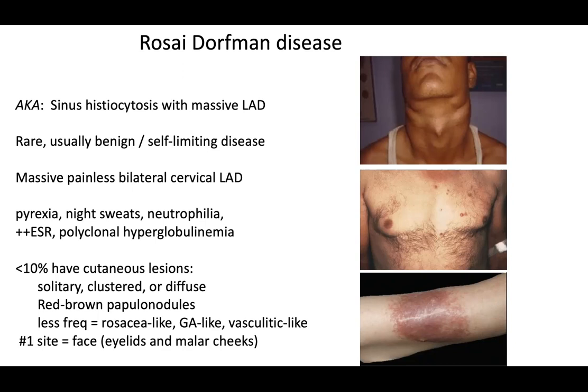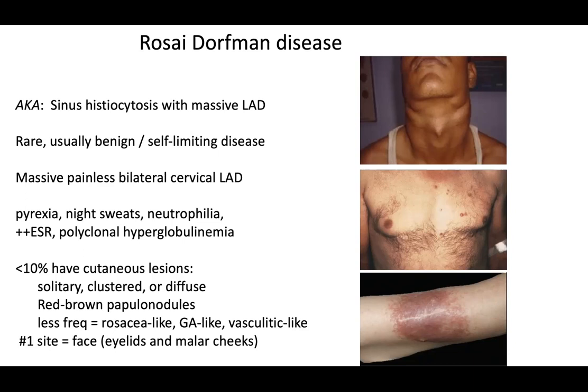You can have cutaneous only Rosai-Dorfman disease as well, but the more serious systemic involvement is associated with pyrexia, night sweats, neutrophilia, increase in ESR, and polyclonal hyperglobulinemia. Less than 10% of these patients actually have cutaneous lesions, but in dermatology, 100% of our patients with skin involvement are going to be our patients, and we're going to be doing those biopsies. And so in dermatology, we see what appears to be higher than 10%, obviously, because we see these patients when they have skin lesions.